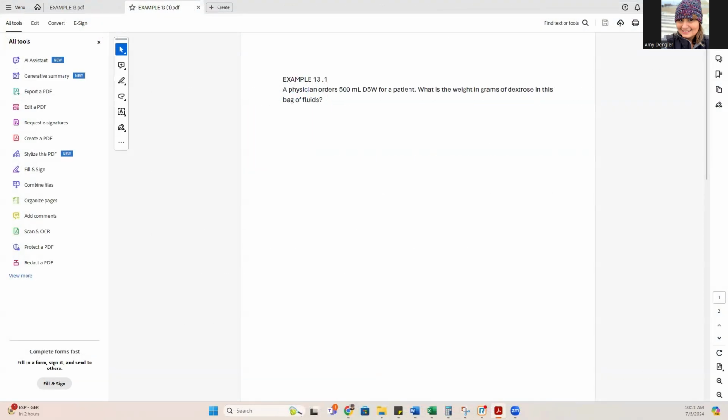A physician orders 500 ml D5W for a patient. What is the weight in grams of dextrose in this bag of fluids? So we have this D5W, which means dextrose 5% in water. We're going to pull that out and use our formula, which is gram per milliliter per percent. So we put the 5 here, and it's always going to be out of 100 when we're working with percents. That is essentially the strength of that medication. We just want to know the weight in grams.